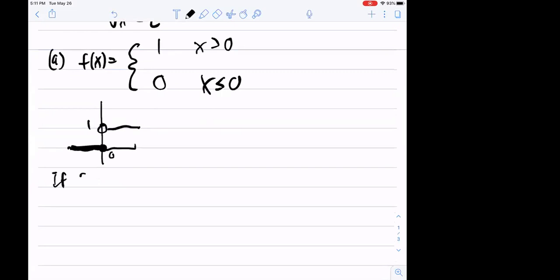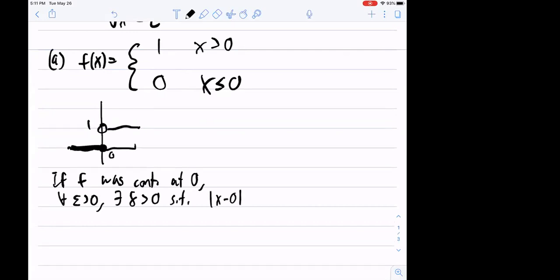So if f was continuous at 0, then by definition we have for all epsilon bigger than 0, there exists delta bigger than 0, such that if |x minus 0| is less than delta, this is just absolute value of x, then |f of x minus f of 0| is less than epsilon. But you know, f of 0 is 0 in this case. So this is just f of x, and this is just |x|, right? So this has to hold for all epsilon, right? So if we are assuming it's continuous, this thing holds for any epsilon.